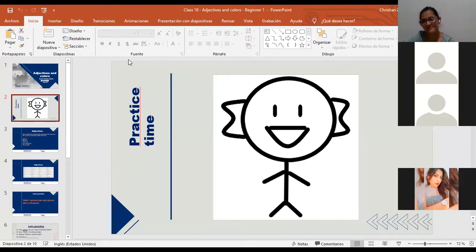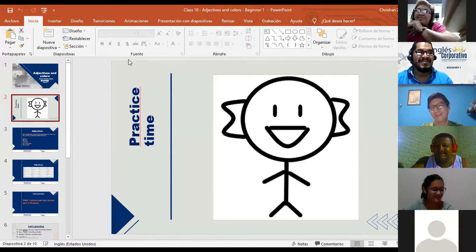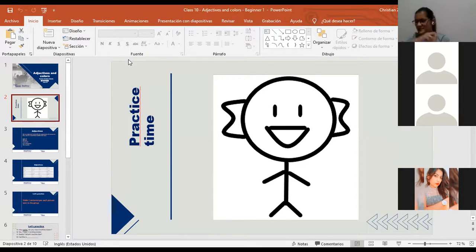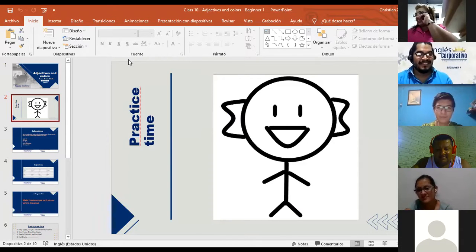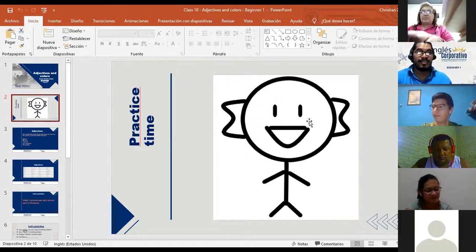This is my first drawing that I did on Paint. It was complicated to do, but I did it for you. So we can start seeing the adjectives. Adjectives are not complicated. They are pretty easy to use. What we basically do is learn them, and we can start using them, adding them to the names.